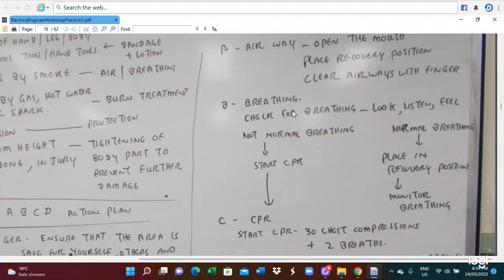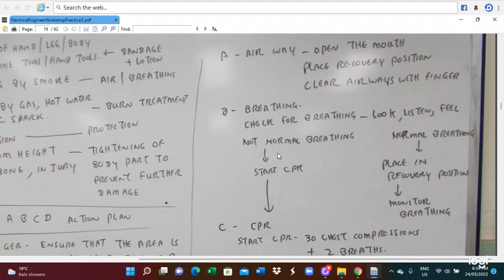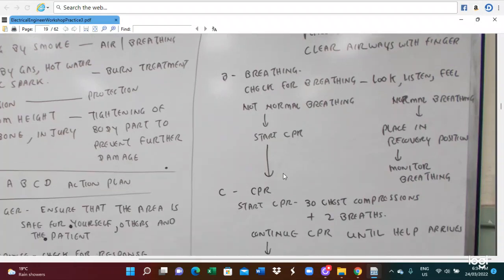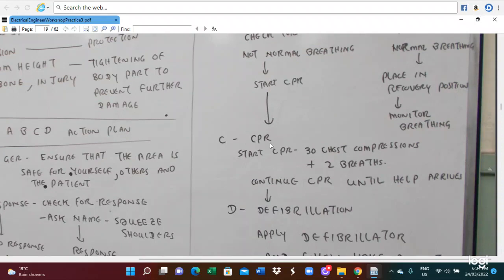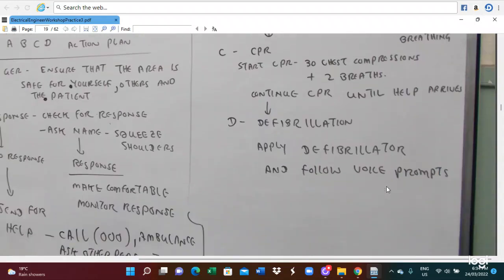B is breathing. In this case, check for breathing: look, listen and feel. If it is not normal breathing, you have to start CPR. If normal breathing, place in recovery position and monitor the breathing. CPR means that you need to start CPR, 30 chest compressions and 2 breaths, and continue the CPR until help arrives. Then defibrillation: you have to apply a defibrillator and follow the advice prompts.